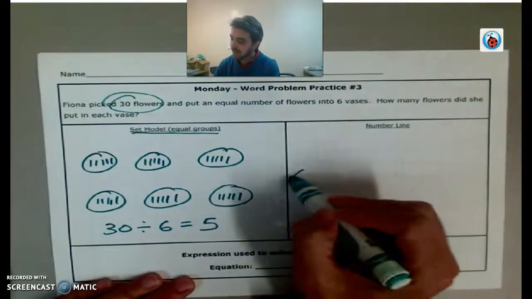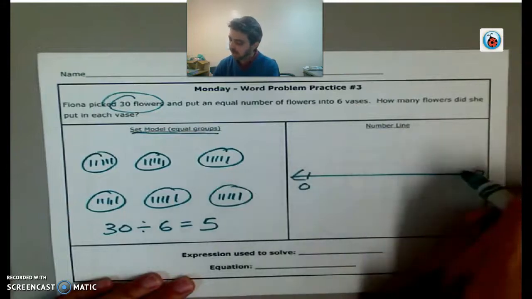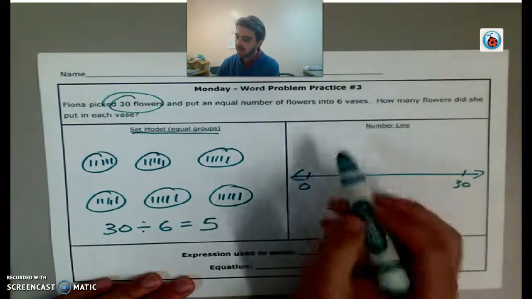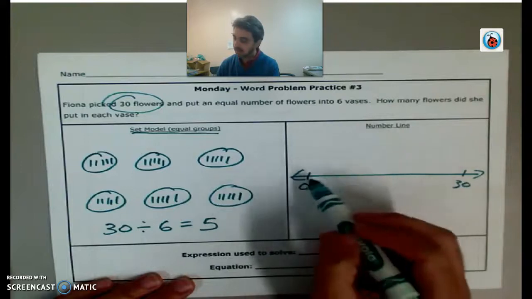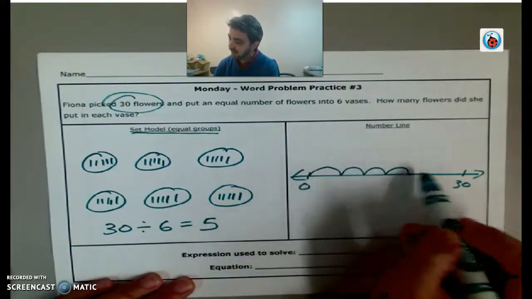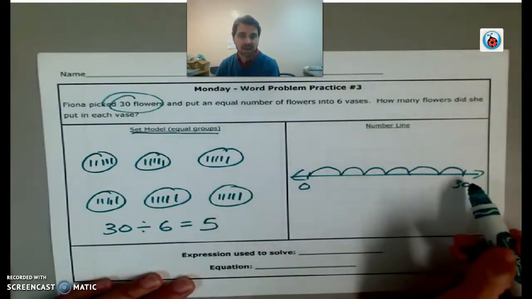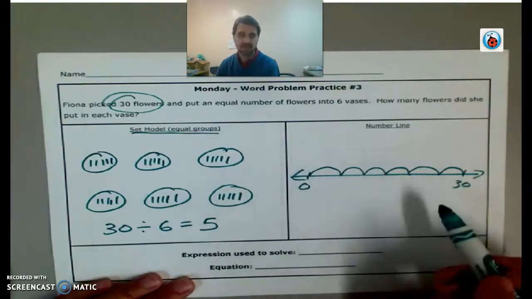All right, so a number line actually wouldn't be a bad choice either. You know that there's 30 flowers in total. You know there's 6 vases. So you're going to make 6 jumps. So 1, 2, 3, 4, 5, 6. The question is, how many flowers are in each vase? So each jump represents a vase.